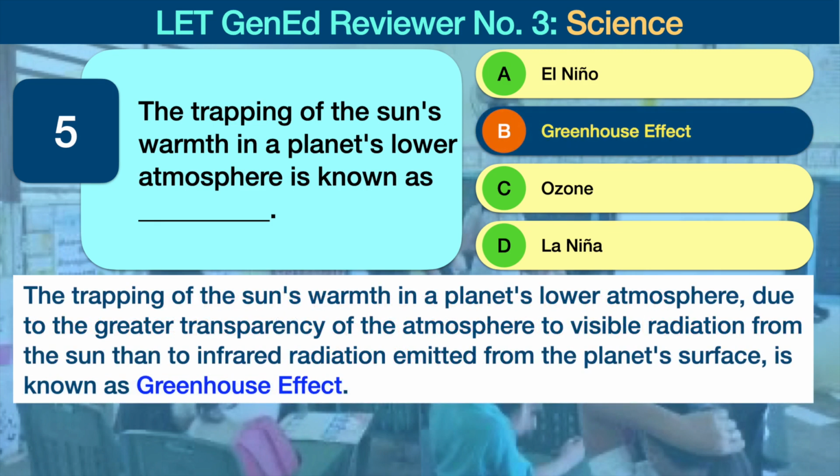The correct answer is B. Greenhouse effect. The trapping of the sun's warmth in a planet's lower atmosphere, due to the greater transparency of the atmosphere to visible radiation from the sun than to infrared radiation emitted from the planet's surface, is known as greenhouse effect.